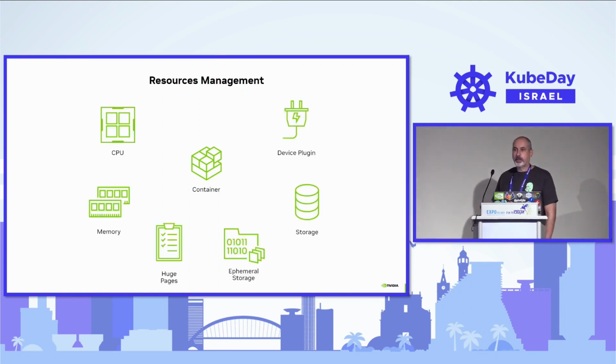So what are the resources that we can allocate to our workload? First we have the regular ones: CPU, memory, huge pages. Then we have storage-related resources, and eventually we also have the device plugin resources. So what are the device plugin resources? For example, nvidia.com/gpu.